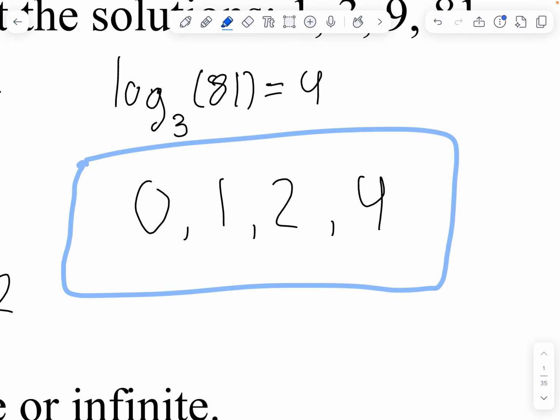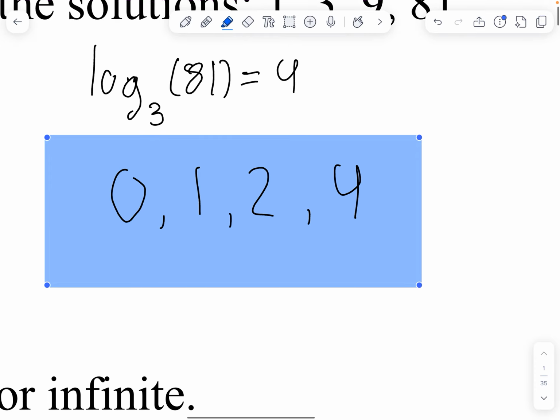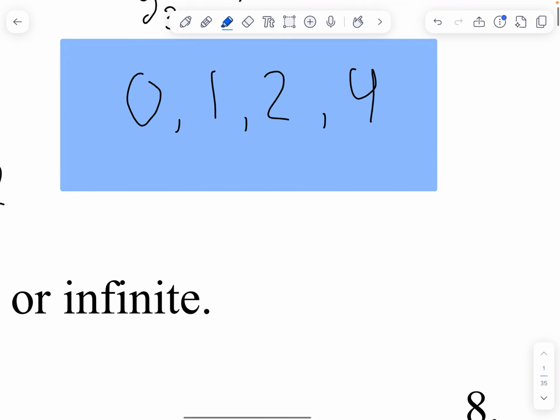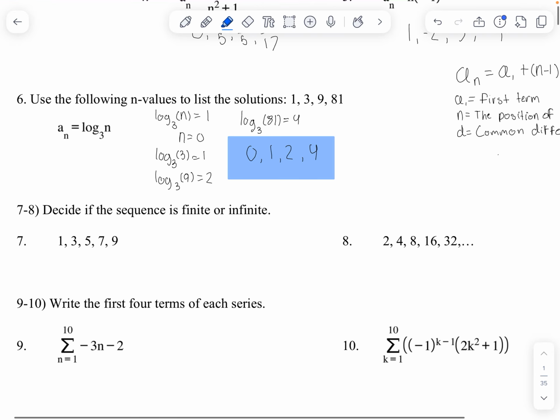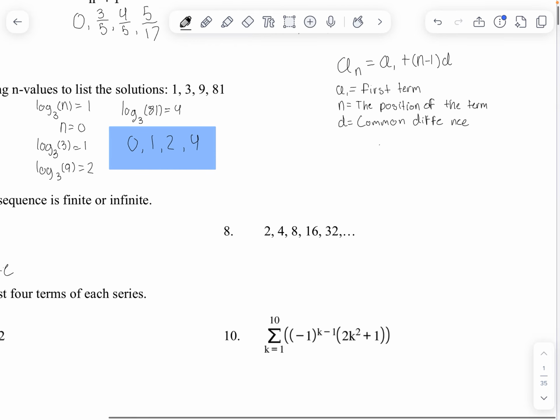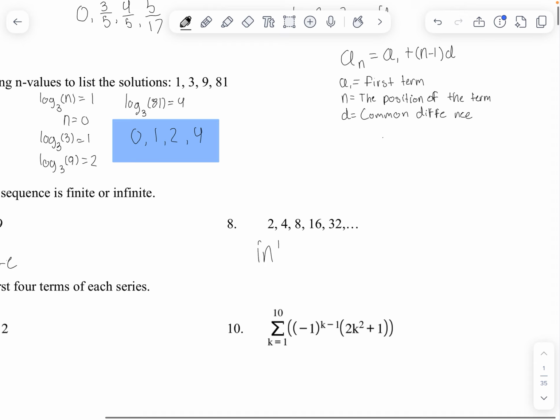I think I have log videos in my channel. You can take a look at those. In question 7 and 8, this is finite. And this is infinite. Because in a series, if they list it out and there's dots at the end, that means it goes on forever.